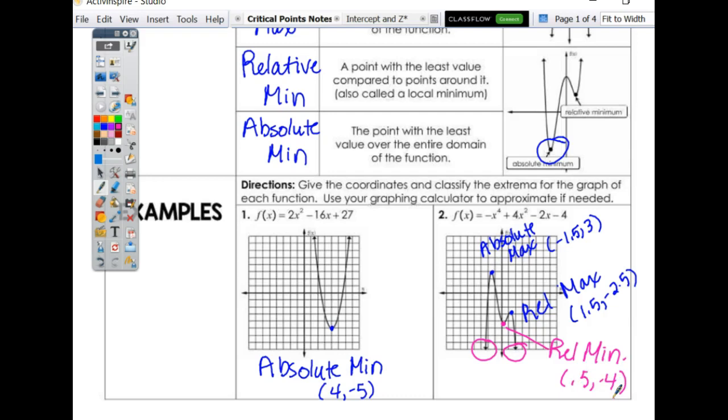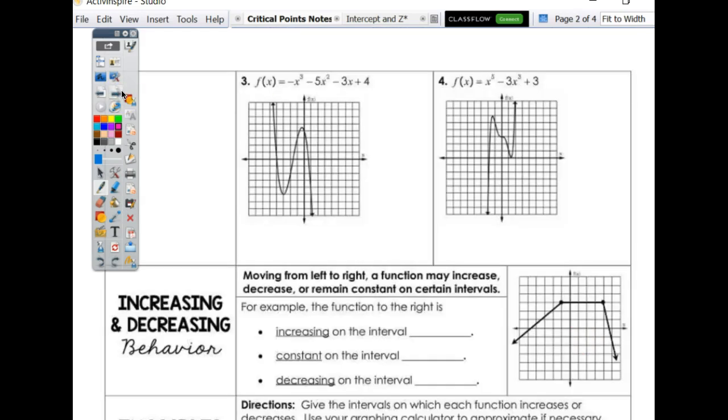Okay, you guys try 3 and 4. So we have a relative max and a relative min. And why are they relative and not absolute? Because it keeps on going, right? We have this, so that gets bigger, and this, and it gets smaller, correct? So the relative min, I said is negative 3, negative 5-ish.